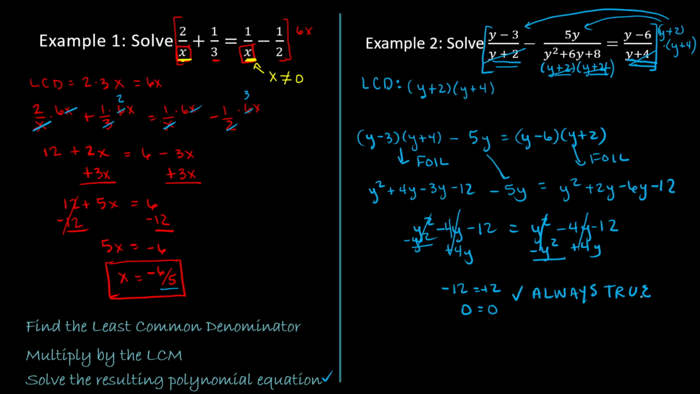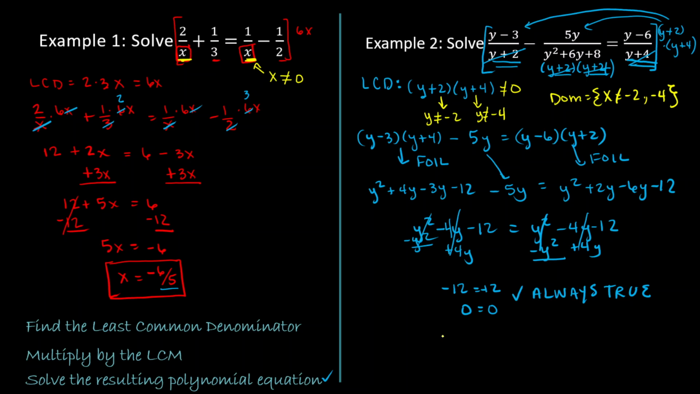But before I just say this is true for all real numbers, I want to double check way up the top of the problem. I need to go back and find the domain. So this right here tells me y cannot equal negative 2 and y cannot equal negative 4 because I cannot let this LCD equal 0. So my domain is x not equal to negative 2 or negative 4. Okay, so those two values are not in the domain.